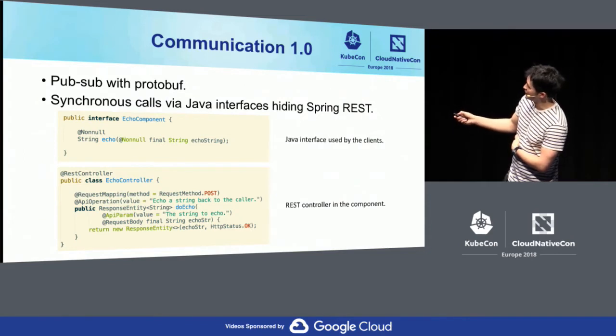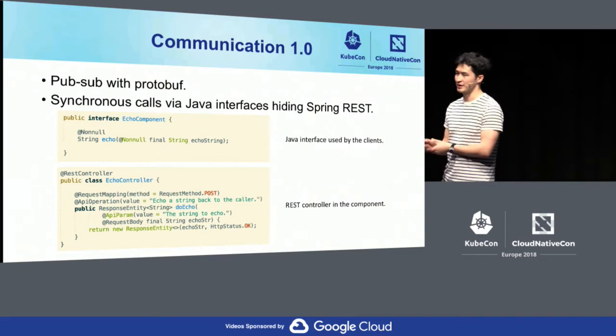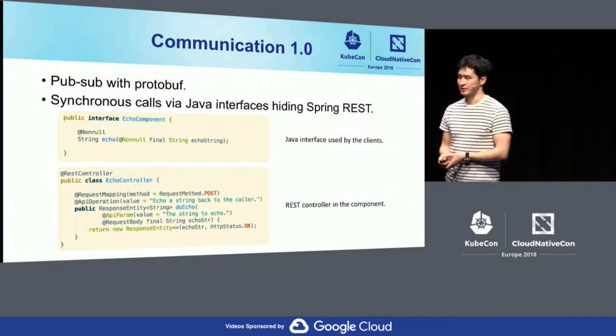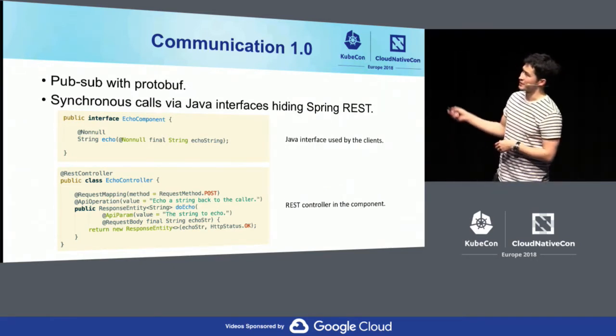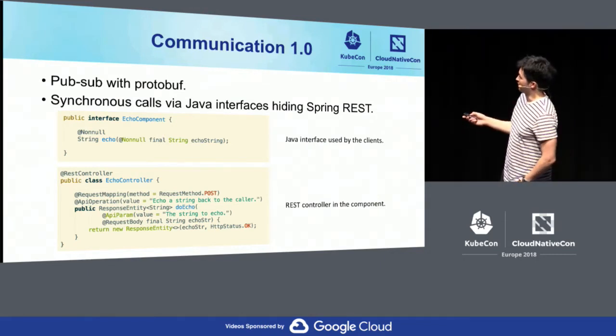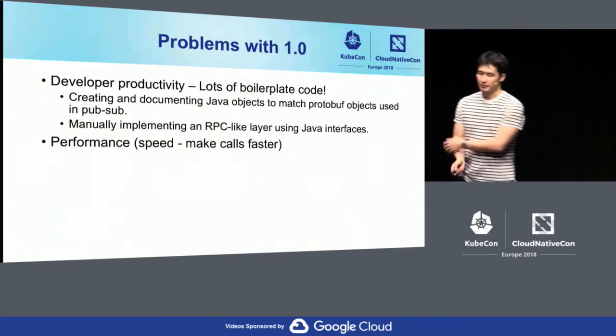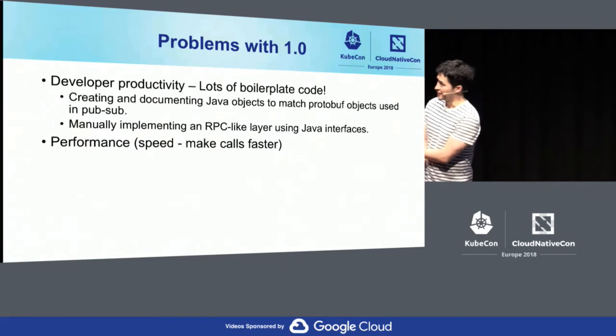And this is using all the Spring annotations like REST controller, request mapping, all that stuff. This API operation here is Swagger documentation. It's just annotations that you can scan to generate documentation for your REST API. And that'll become important in the next point. So, that worked fine for our purposes, but it had a couple of problems.